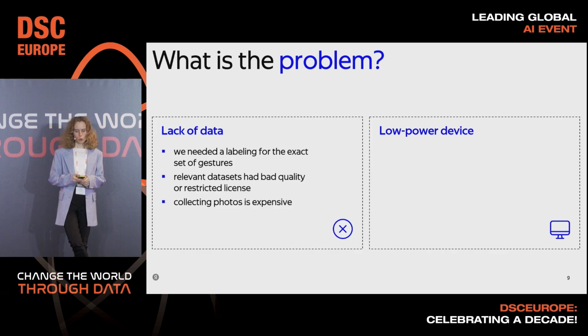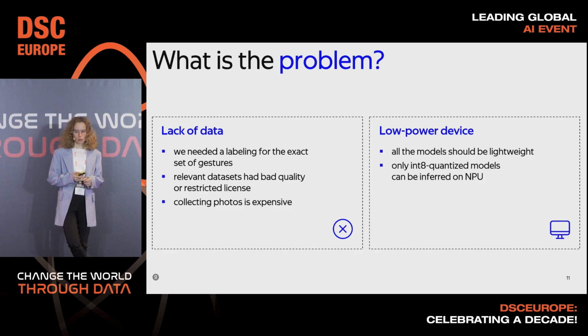The second problem was our device. It is really low power, and all the models for it should be really lightweight. Secondly, only int8 quantized models could be inferred in factory on our device, so it was a pretty hard task to prepare your model for inferring on it.